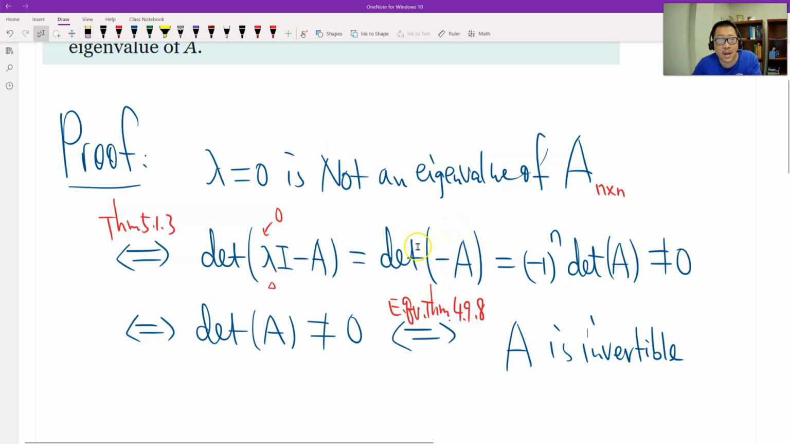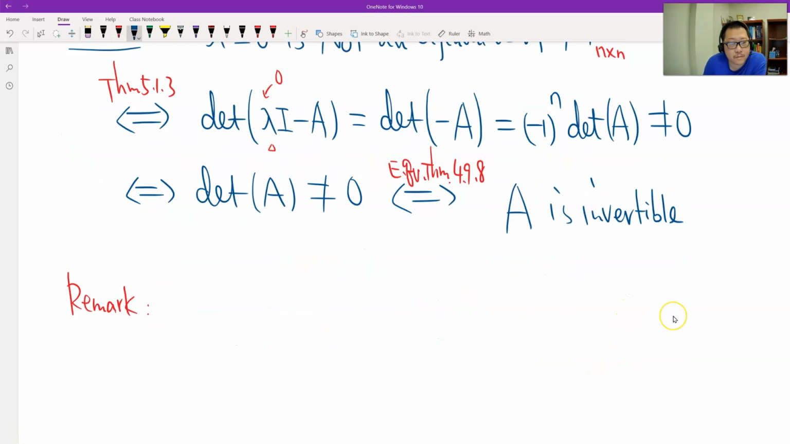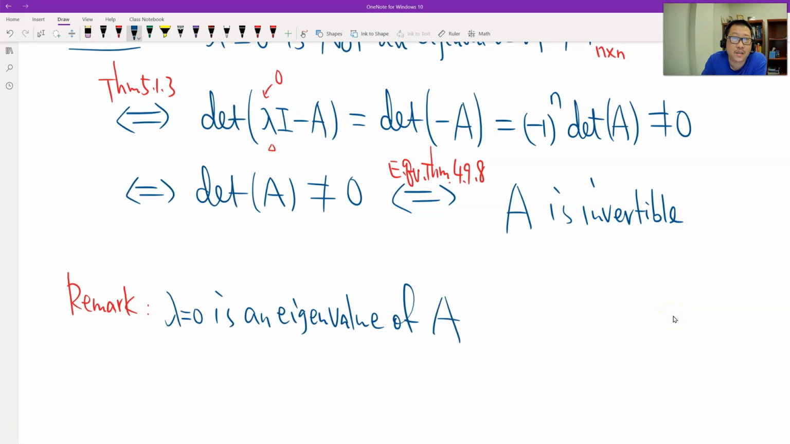Let me give you a remark. This result, I took as the opposite. The opposite of invertible is singular, so I can make another remark. Lambda equals 0 is an eigenvalue of matrix A if and only if A is singular, the opposite of invertible. So that's the same.